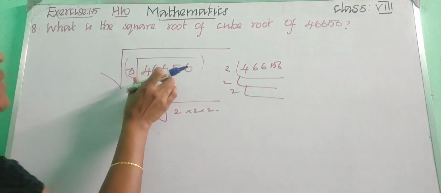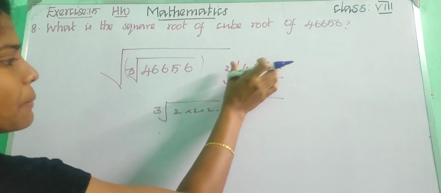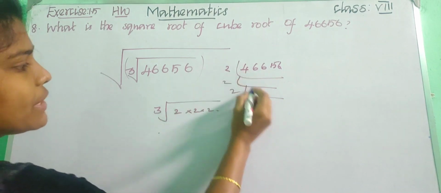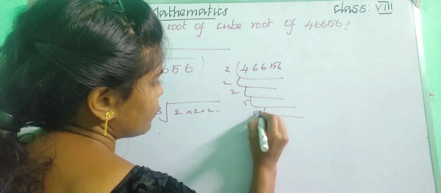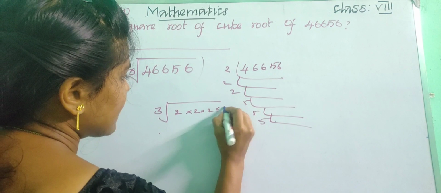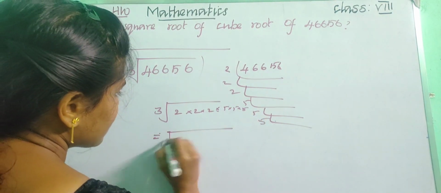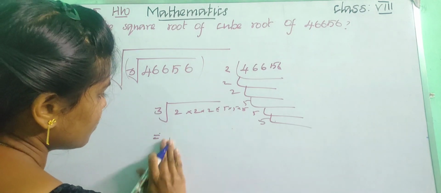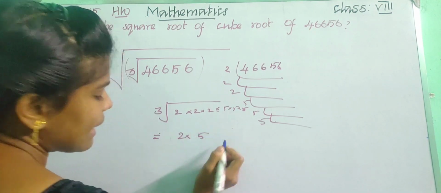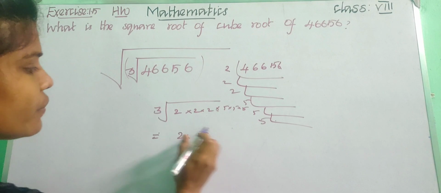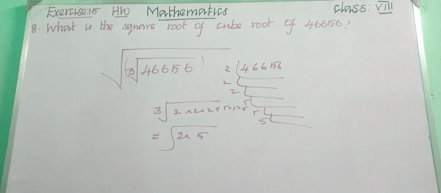First, you need to find the cube root. In the prime factorization method, you need to find the cube root. Here we got 5, 5, 5. So what will you write? 5 into 5 into 5. So you will get 2 into 5 as the answer. For this 2 into 5, you need to find the square root. And after finding all these answers, you should write the last answer.